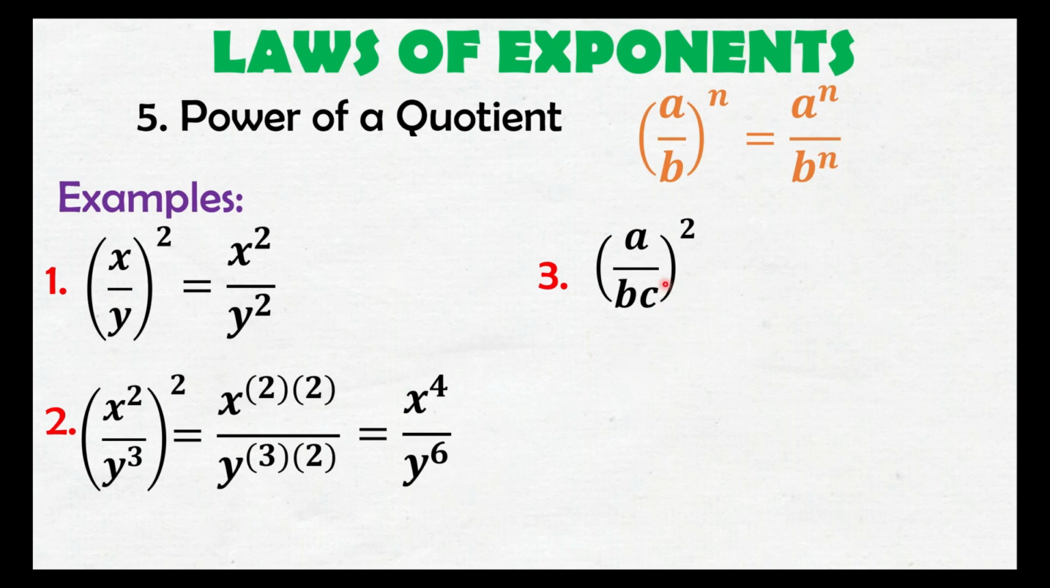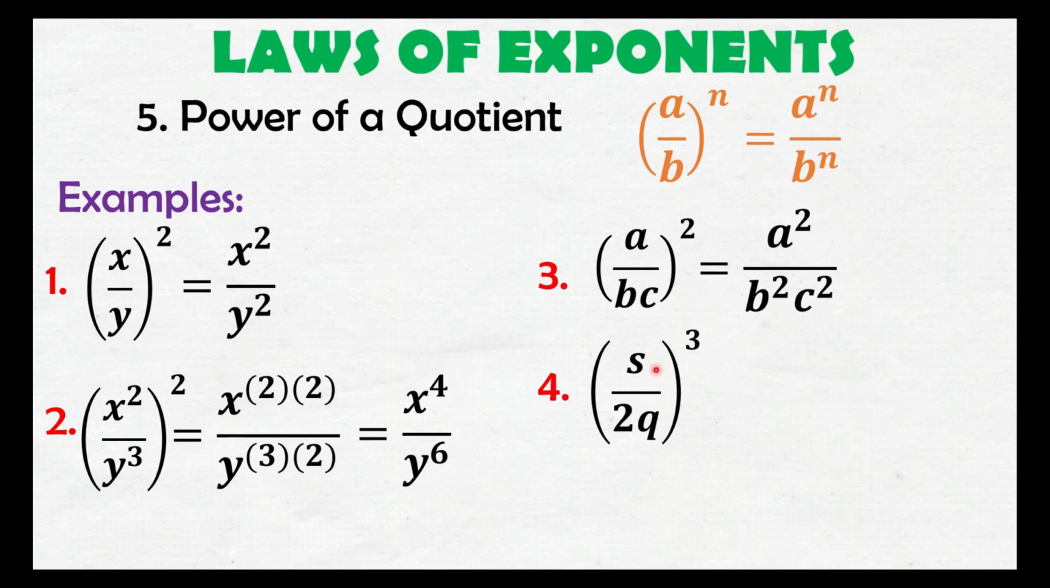Example number 3, quantity a over bc raised to 2. Okay, distribute lang natin yan dito sa a at dito sa b tsaka c. So, we have a square over b square c square. So, distribute natin siya dito sa a at dito sa mga variable na b and c. So, parang dito, nag-apply din tayo ng power of a product dito sa denominator na bc. So, distribute pa rin natin si exponent na 2 sa bc.